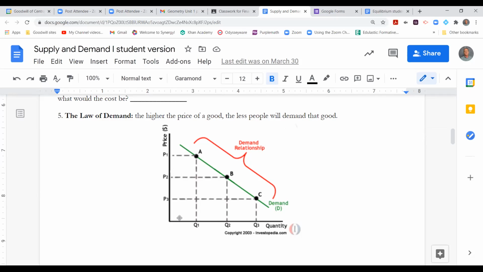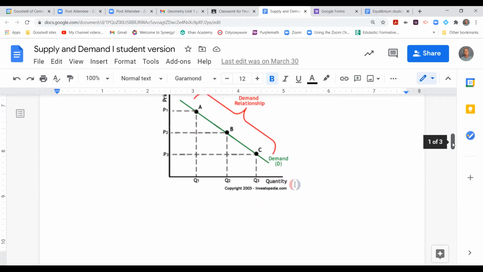High price, low demand. Low demand, low price. Excuse me, I said that backwards, didn't I? High price, low demand. High demand, low price. When stuff is priced lower, people tend to want more of it, unless it's just not a good product. Again, that's that inverse relationship.